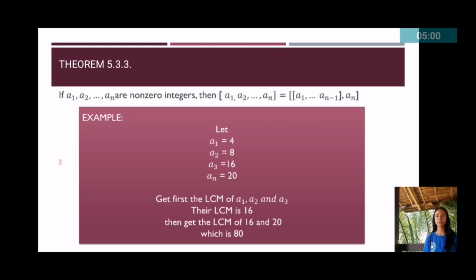So get the LCM of a sub 1, a sub 2, and a sub 3, which is 16. Then get the LCM of 16 and 20, which is 80.